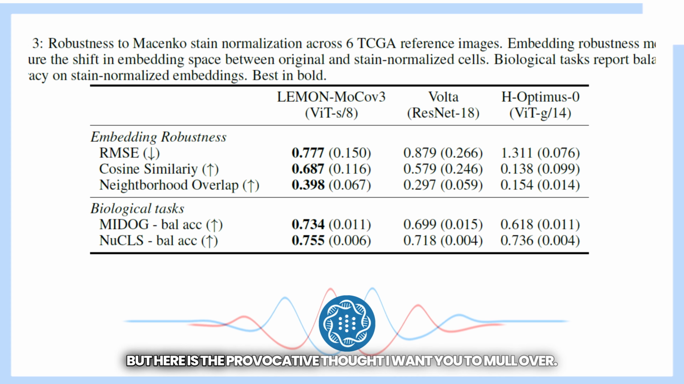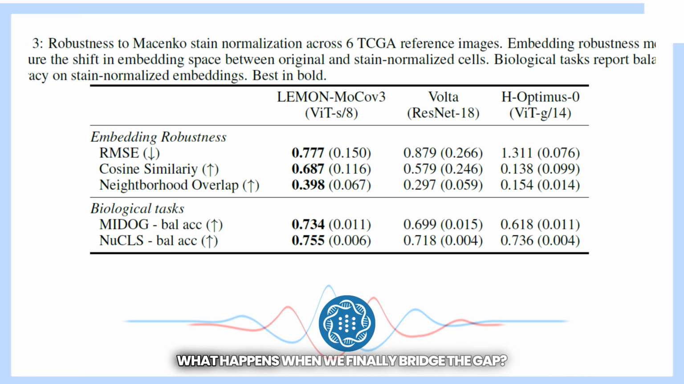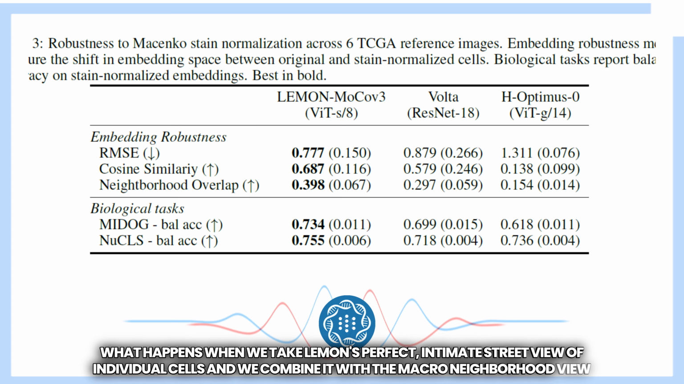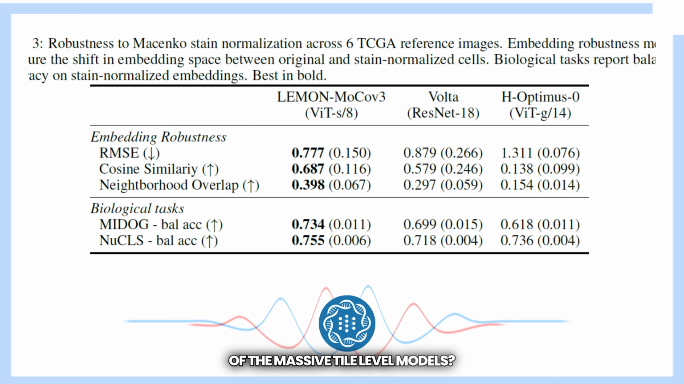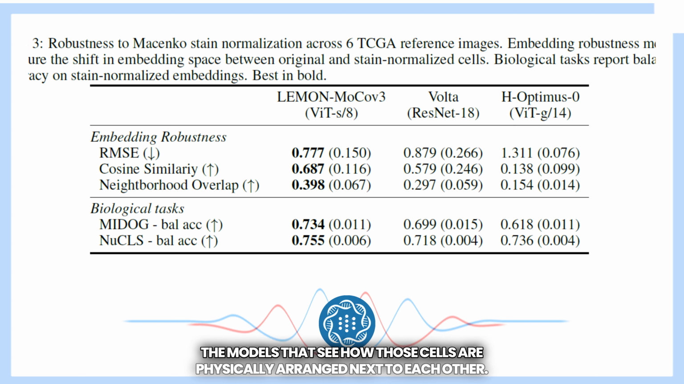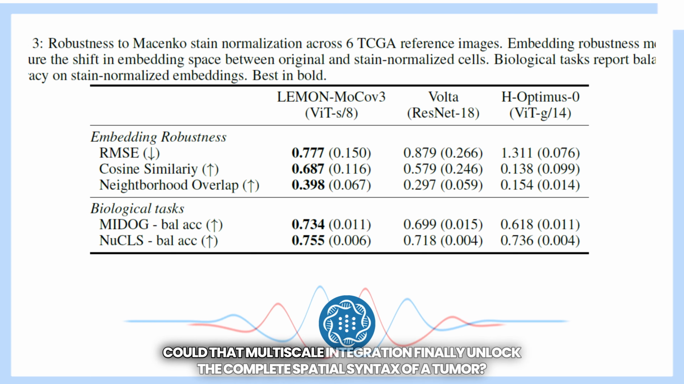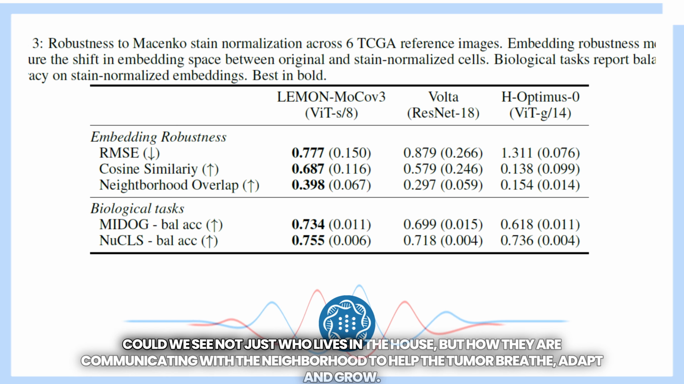Exactly. But here is the provocative thought I want you to mull over. What happens when we finally bridge the gap? What happens when we take Lemon's perfect, intimate street view of individual cells and we combine it with a macro neighborhood view of the massive tile-level models, the models that see how those cells are physically arranged next to each other? That would be the ultimate map. Right. Could that multi-scale integration finally unlock the complete spatial syntax of a tumor? Could we see not just who lives in the house, but how they are communicating with the neighborhood to help the tumor breathe, adapt, and grow?